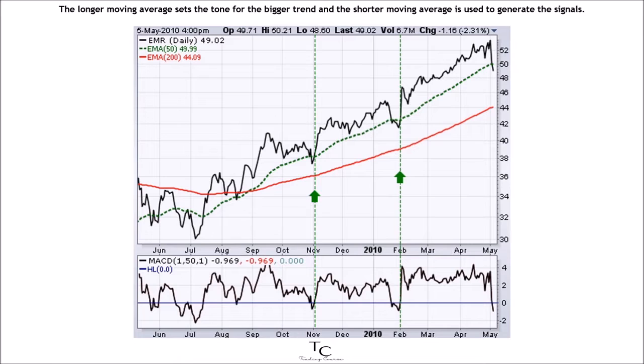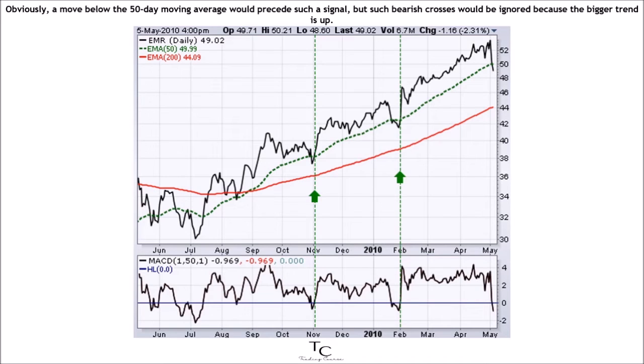The longer moving average sets the tone for the bigger trend, and the shorter moving average is used to generate the signals. One would look for bullish price crosses only when prices are already above the longer moving average. This would be trading in harmony with the bigger trend. For example, if price is above the 200-day moving average, chartists would only focus on signals when price moves above the 50-day moving average.